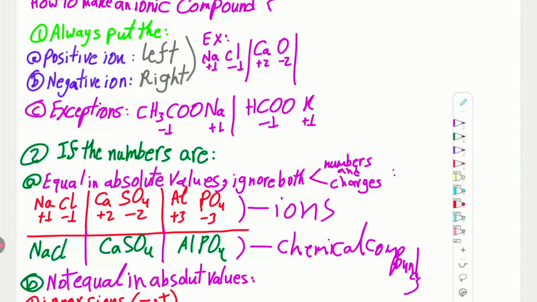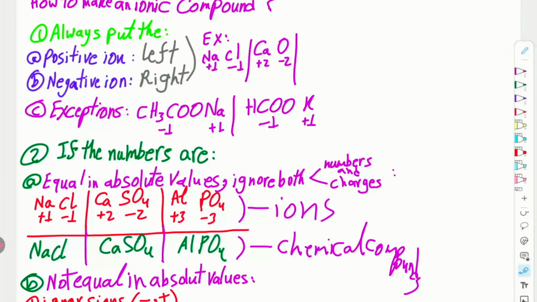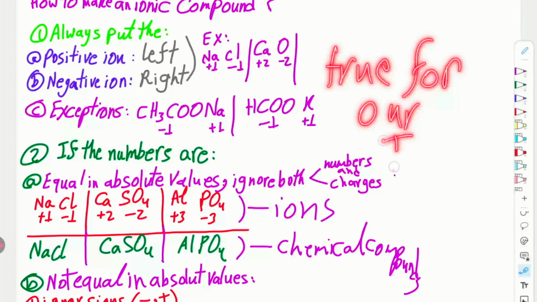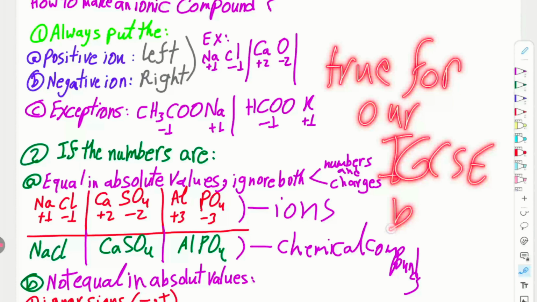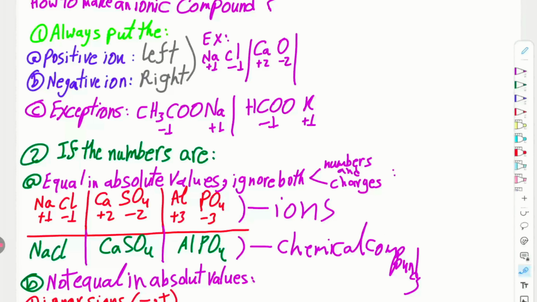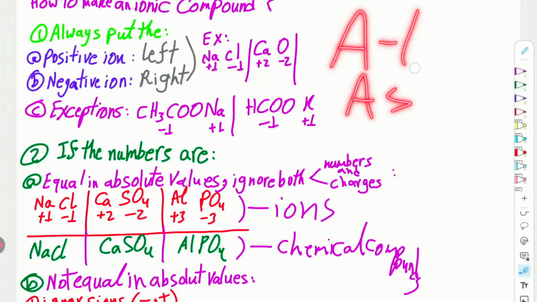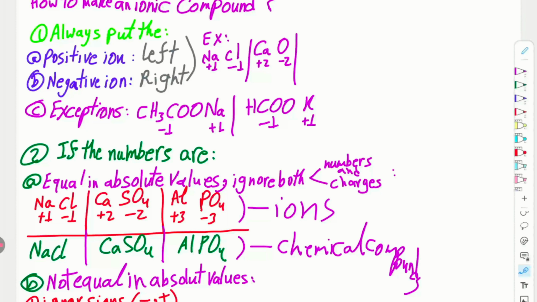We have two exceptions in our book. In this class, my friends, I'm going to teach you a lot of important rules about ionic compounds, but they are not always true. These are true for our IGCSE book. When you go to A level or AS, you're going to see that some rules are not precise. They are true, but not 100% precise. So in here we have two exceptions in our book.